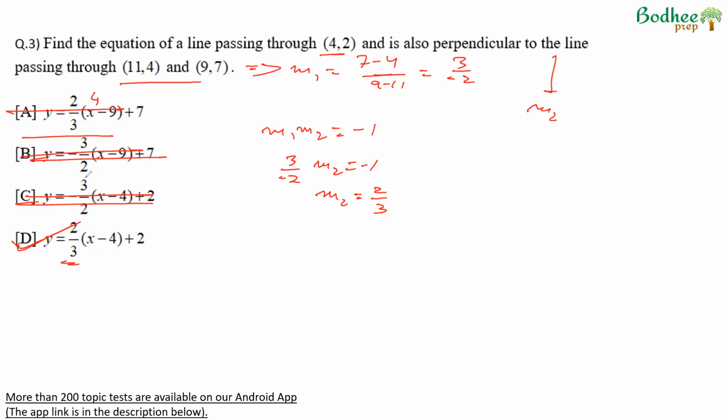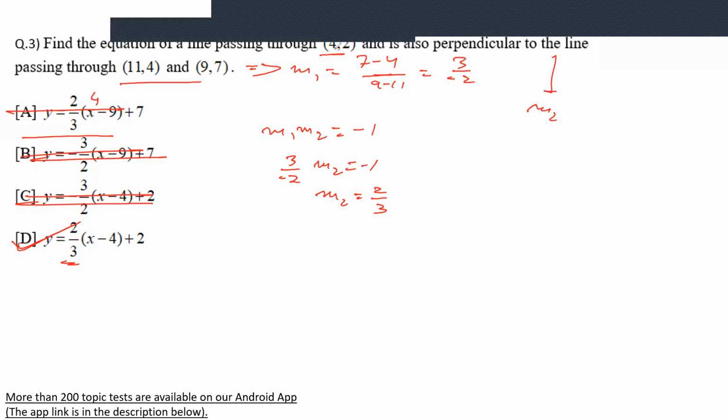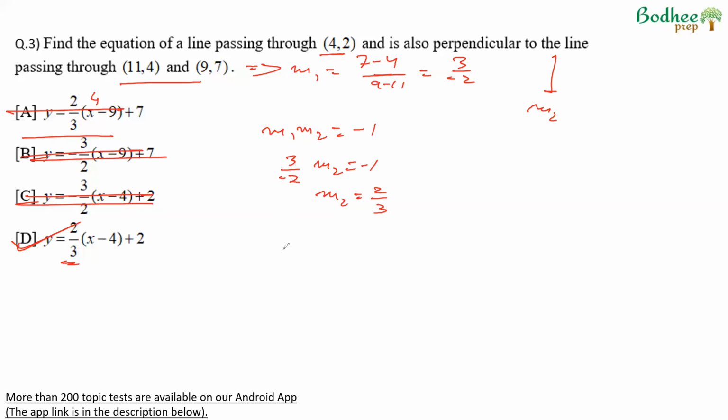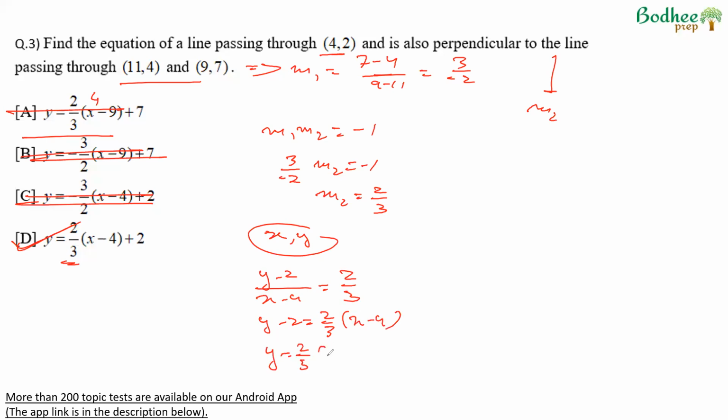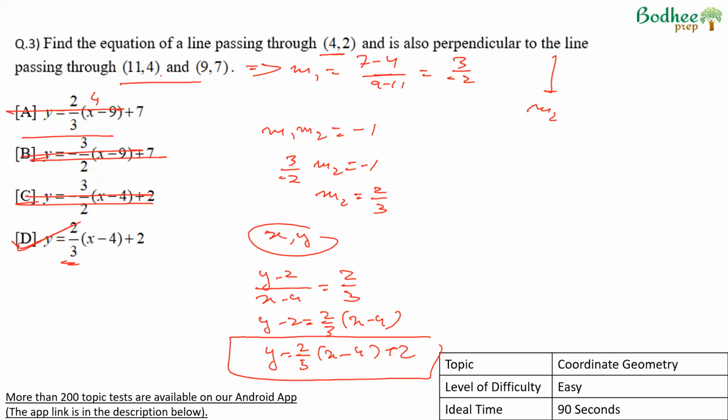Or the other way of writing it: since it passes through (4, 2), suppose I take any point (x, y) on the line. The slope of the line will be (y - 2) upon (x - 4), which should be 2 by 3. Hence y - 2 = 2 by 3 into (x - 4), which means y = 2 by 3 into (x - 4) + 2, if we want to get the equation rather than using the options. In any case, this way or that, easy question, not more than a minute and a half to solve.